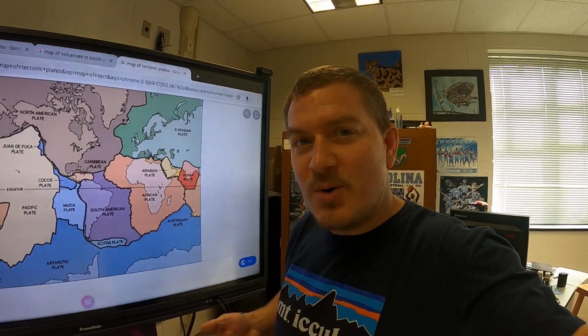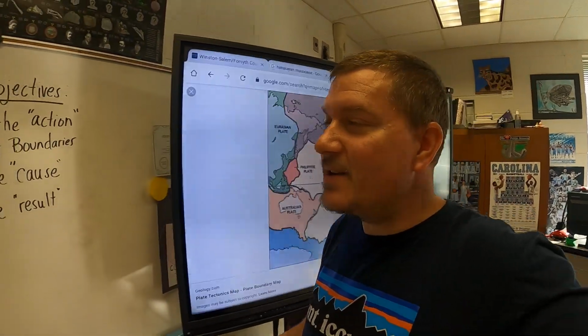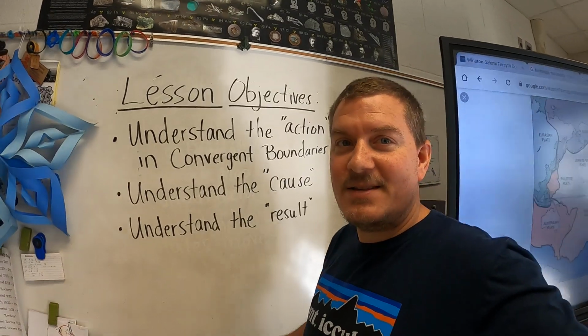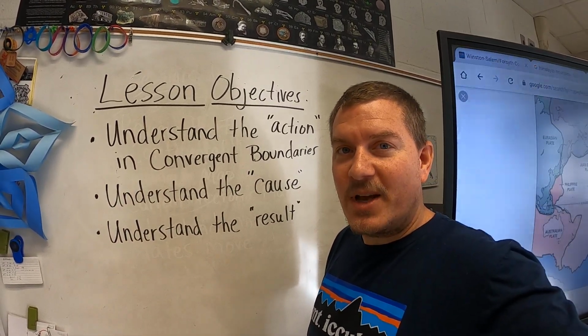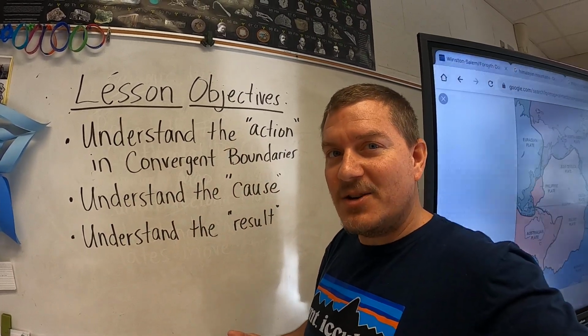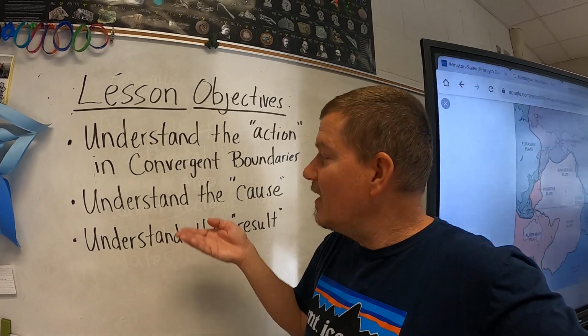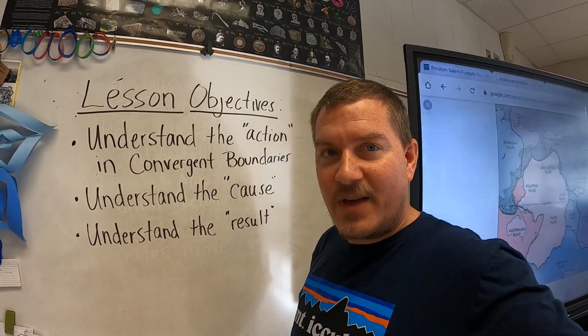Each of these plates is moving, as we've talked about. So we're going to talk about the movement of the plates also. Let's go ahead and take a look at our lesson objectives for this. I broke it up into three parts. For convergent plate boundaries, we're going to look at the action that's involved. What are the plates doing? How are they moving? What's causing them to move? And then what's the result of that?